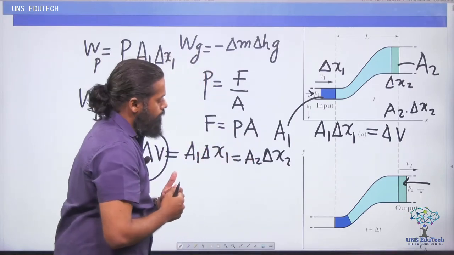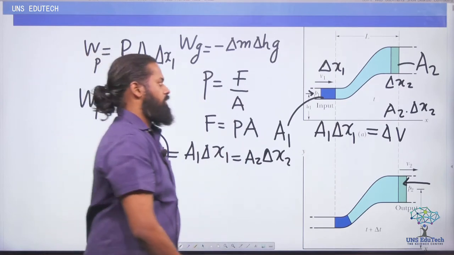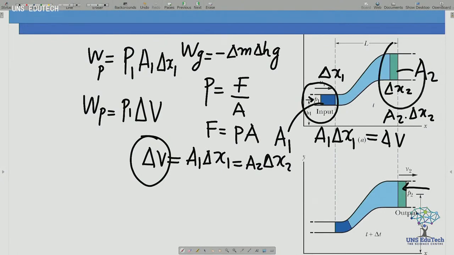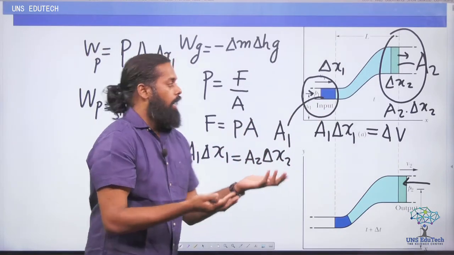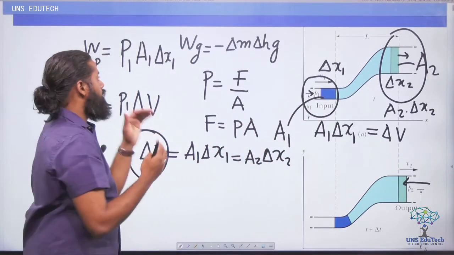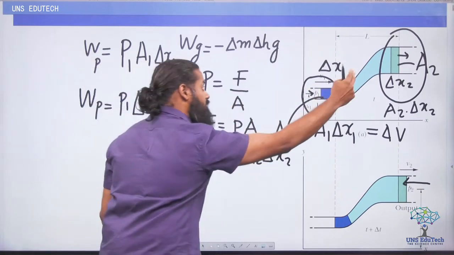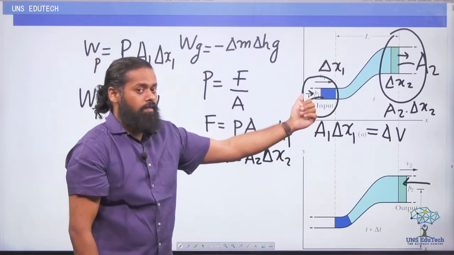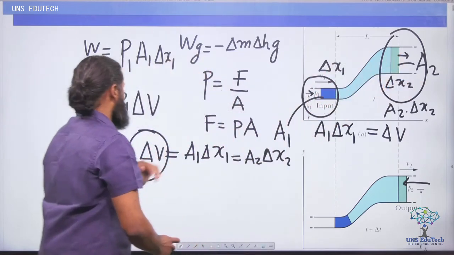Now, here two things are there. Once again, the thermodynamic sign convention comes into the picture. Here we are working on the system, and here the system is working, so we are getting some work by the system. In that case, work done on the system we always take as positive, and work done by the system is negative. So, here two works are there. On the right side, you can see work done by the system, and here work done on the system. Work done on the system, we have to take as positive. Work done by the system, you have to take as negative. I will show you that.